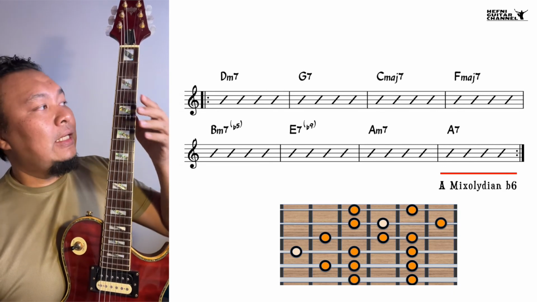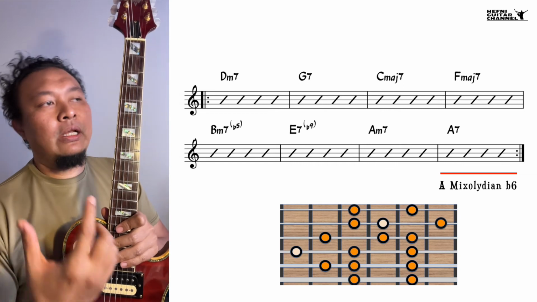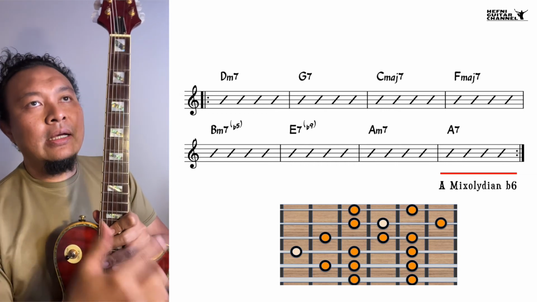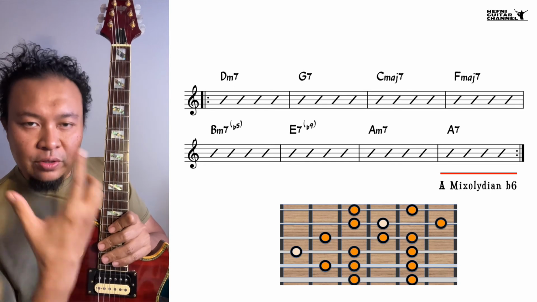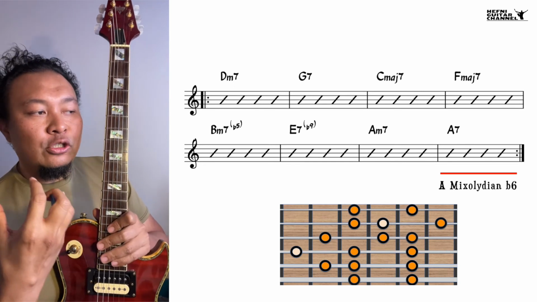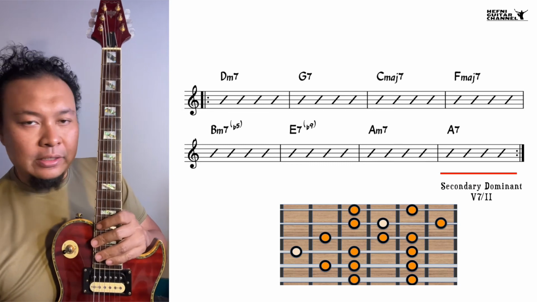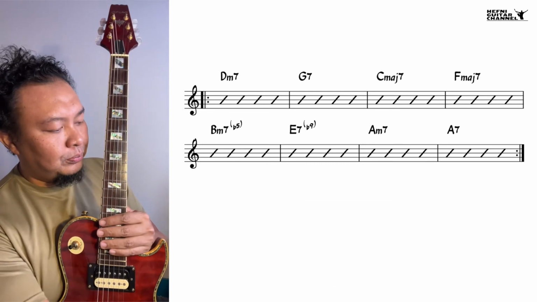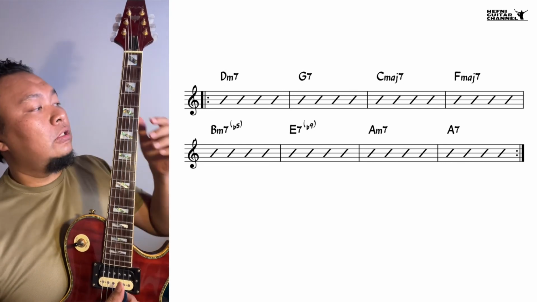Okay, so essentially A Mixolydian flat 6, that is the 5th mode of the melodic minor. And we are using that over A7. By doing so, this makes us treat the A7 as a secondary dominant. Let me just demonstrate, then I'll explain a little bit in a bit. 2, 3, or 4.